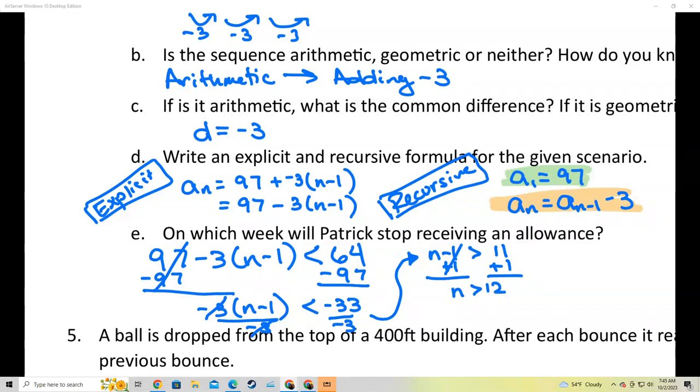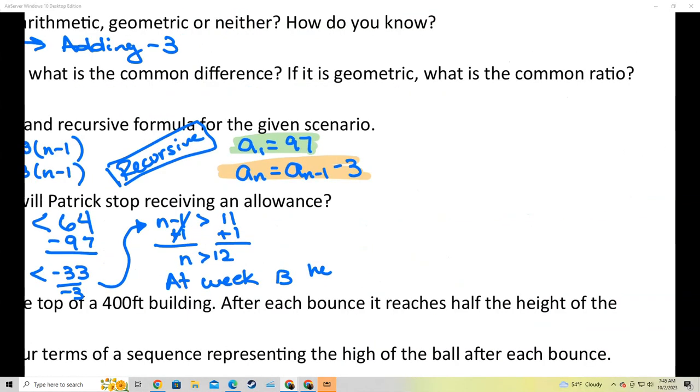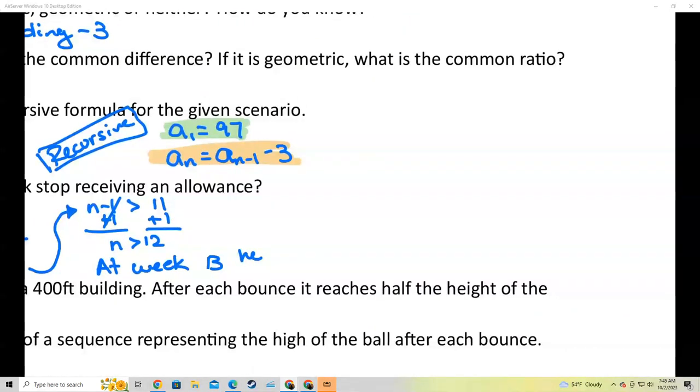So what I'm saying is he's going to stop receiving an allowance when the number of weeks is greater than 12. So I would say at week 13, he stops getting an allowance. At that point, it's no bueno. His score would be too low.